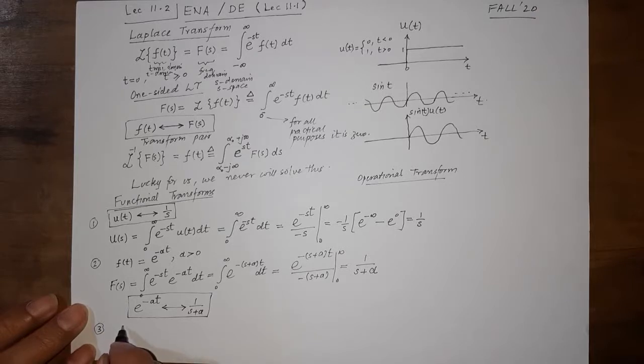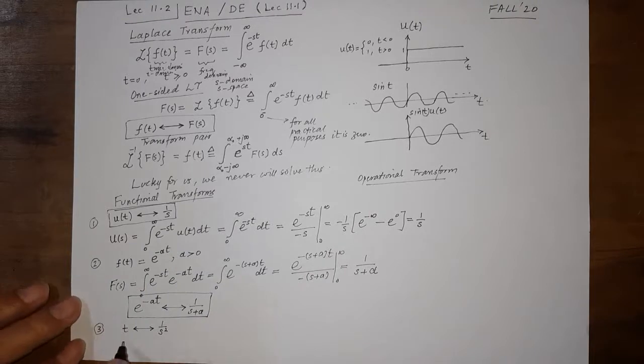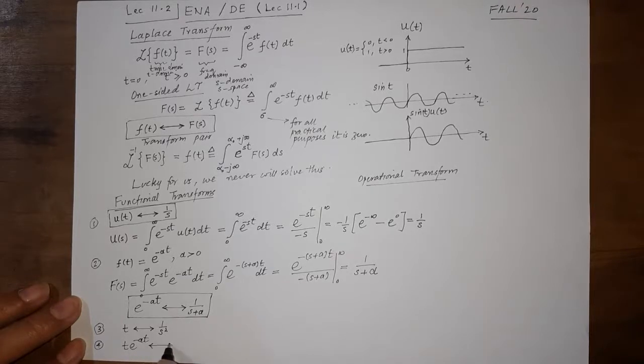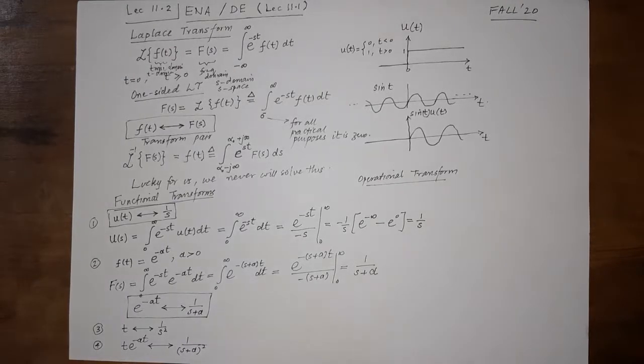Similarly, we can prove that the Laplace transform for t, I think, is 1 over s squared, and the Laplace transform for t e raised to the power minus at is 1 over (s plus a) squared. I hope I am correct, because I have not crammed that as well, and you should try to solve at least these two.